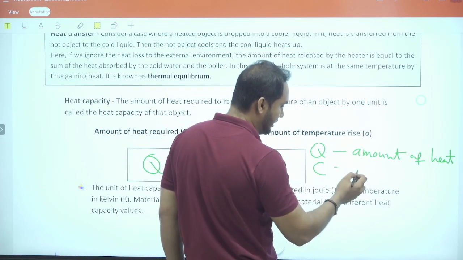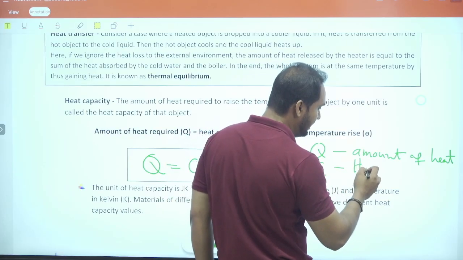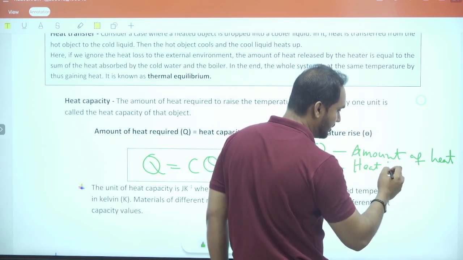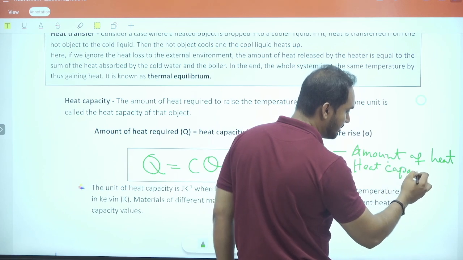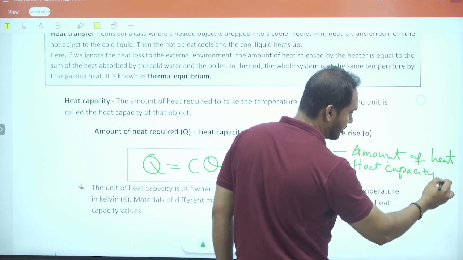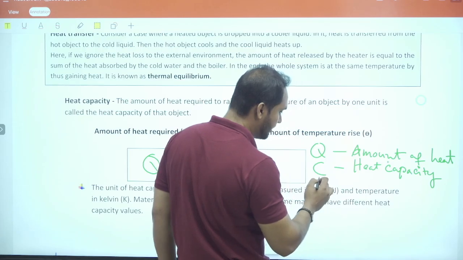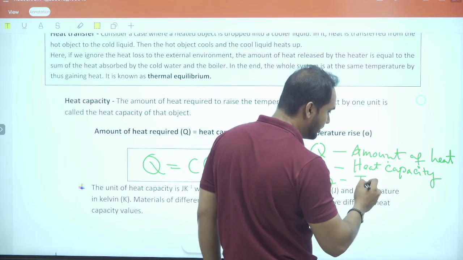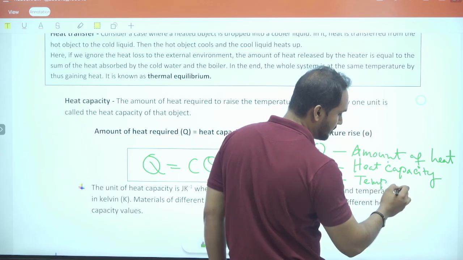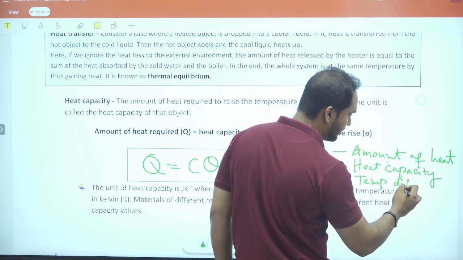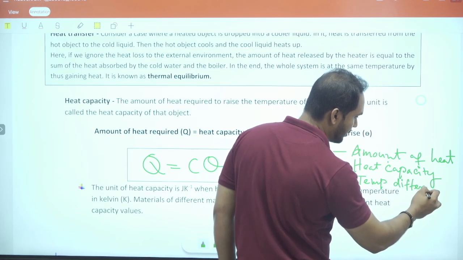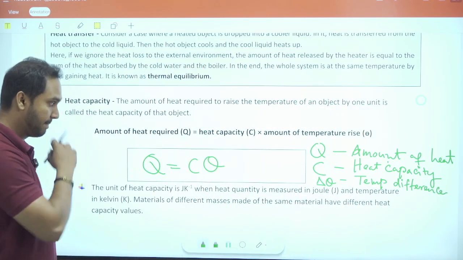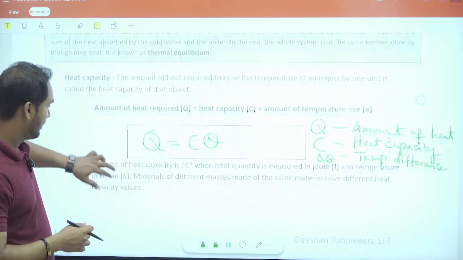C, capital C, is what? Heat capacity, right? And delta theta is what? Delta theta is temperature difference. Temperature difference. Yes? Right.